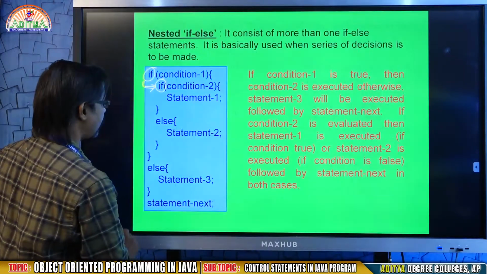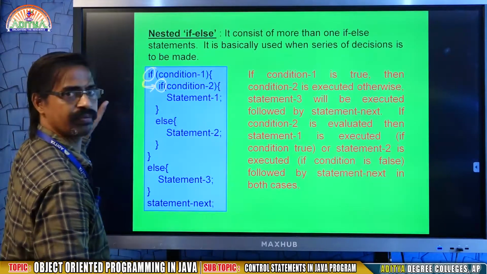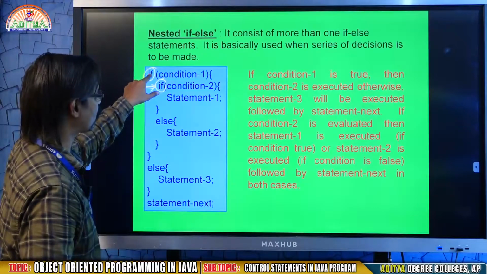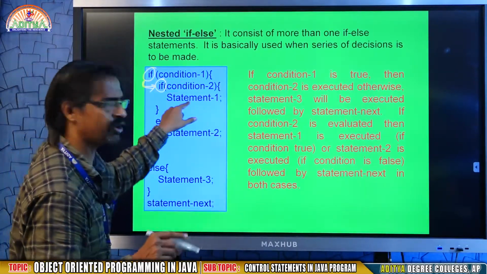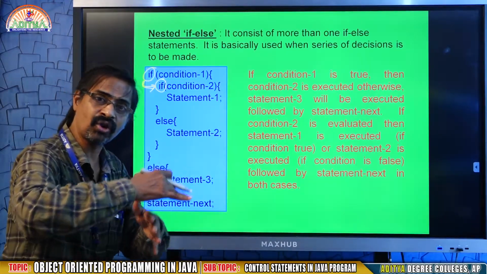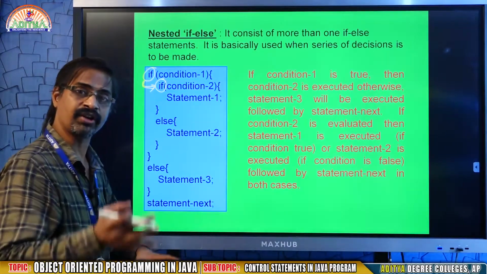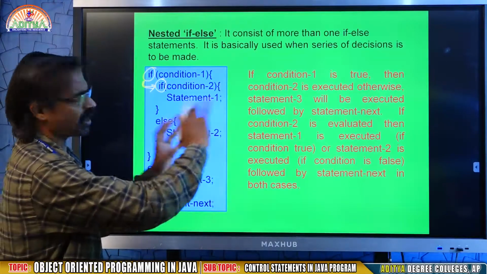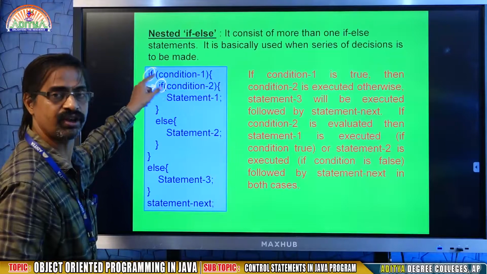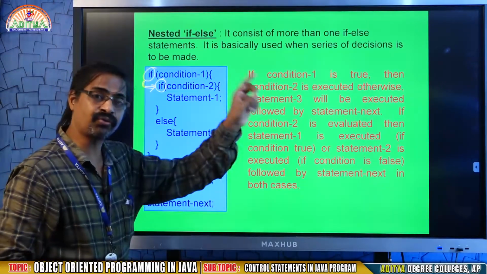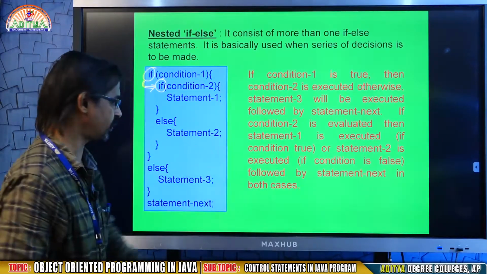Here it is nested if. In the nested if, if condition 1 is true, go to condition 2. Again, if condition 2 is true, write another if. It is also ladder, and it is also nested. Both are nested, but the only thing is that here another if follows within an if, where another if follows in the else block.